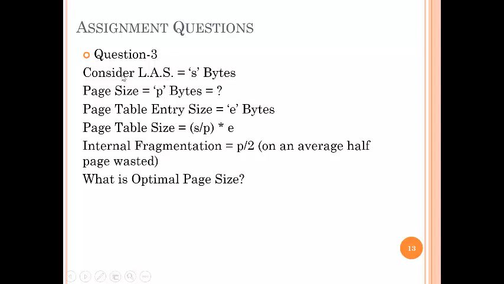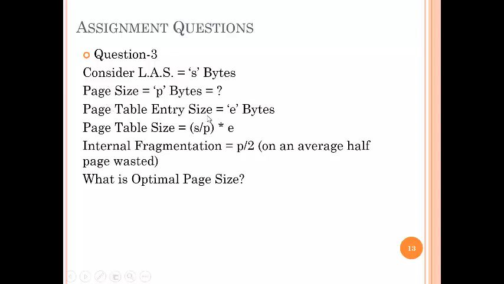It's a general example. Consider a logical address space of s bytes, and a page size of p bytes. We need to find the optimal page size. What can be the best page size so that it will not increase internal fragmentation? Because if we increase the page size beyond some limit, it will give you internal fragmentation. But if we reduce the page size, your page table size will be increased. So we need to maintain balance. So what can be the optimal page size that we need to calculate?